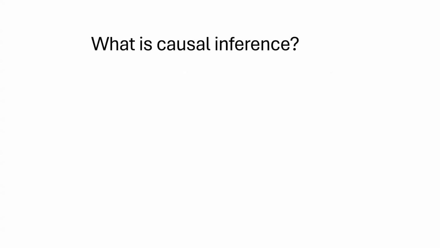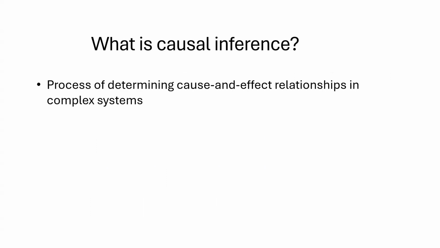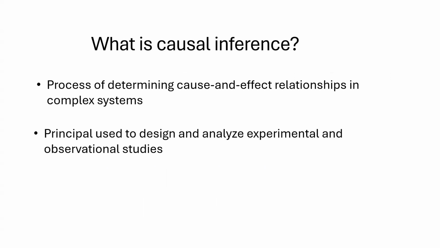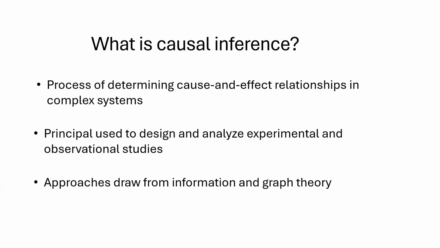So the area of causal diagramming comes from a field called causal inference, and all this means is it's a formalized process for determining cause and effect relationships in complex systems. And it's really the core principle that we use to design and analyze experimental and observational studies. In experimental design, you might not call it causal inference, but that's what it is. And there are some helpful approaches that draw from information theory and graph theory and some of the terminology from there.